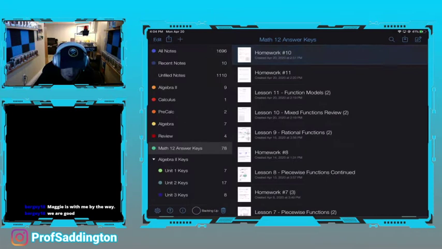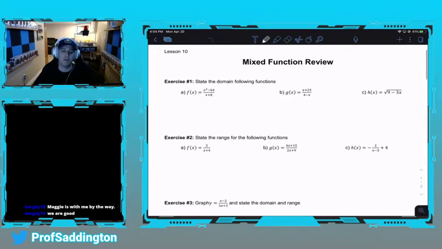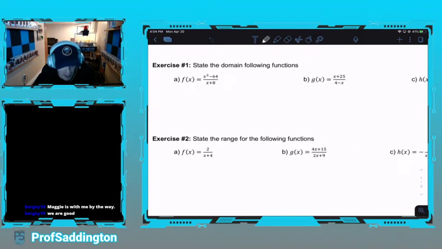But what I planned on doing is I'm just going to go through lesson 10. I think I'm just going to do the first 2 questions today. I'll do questions number 3 and 4 tomorrow. And then you guys have the opportunity to work on that homework number 10, which will be due on Wednesday. Okay? So the first 2 problems are just talking about domain and range.